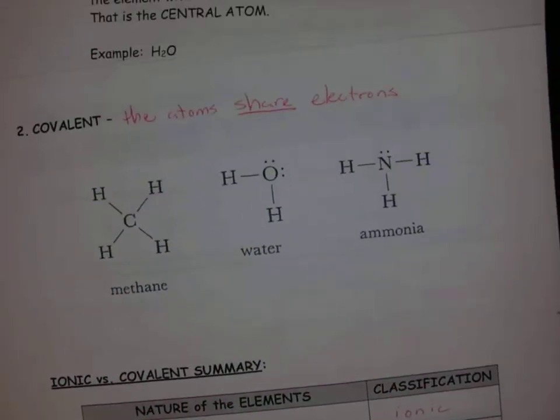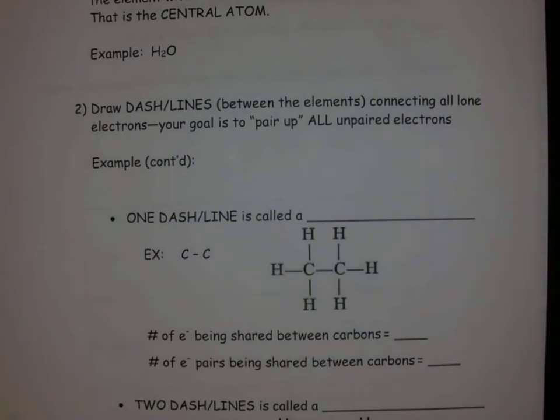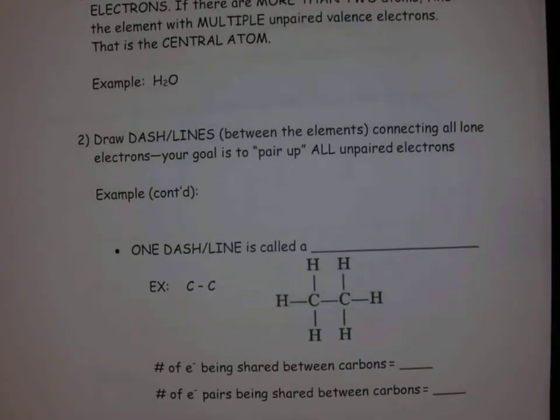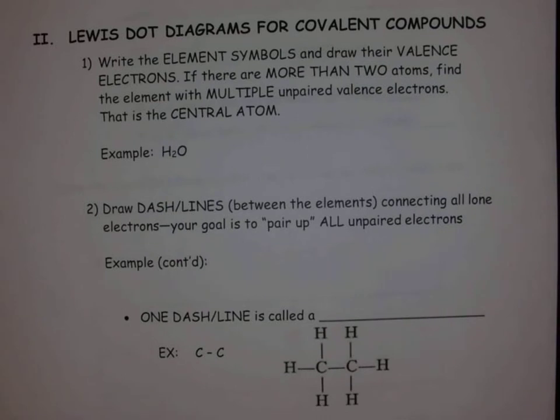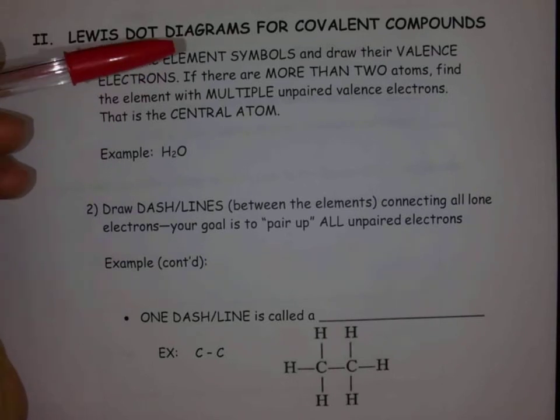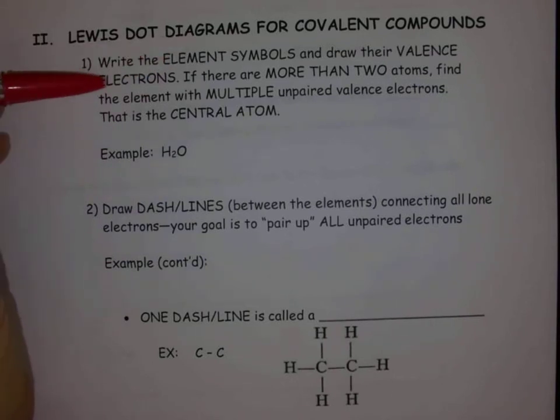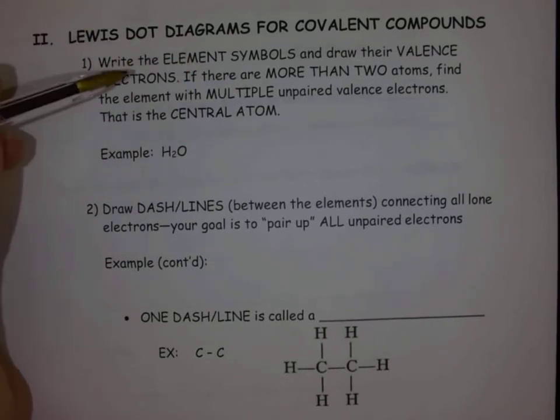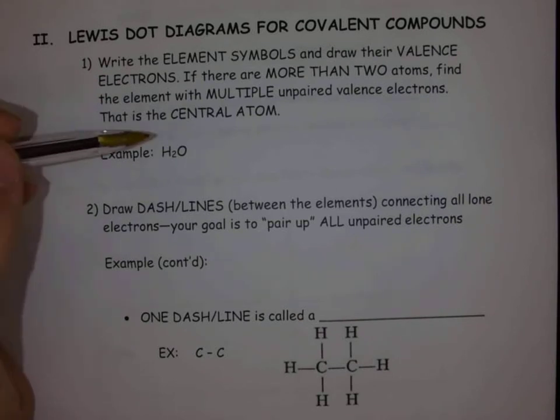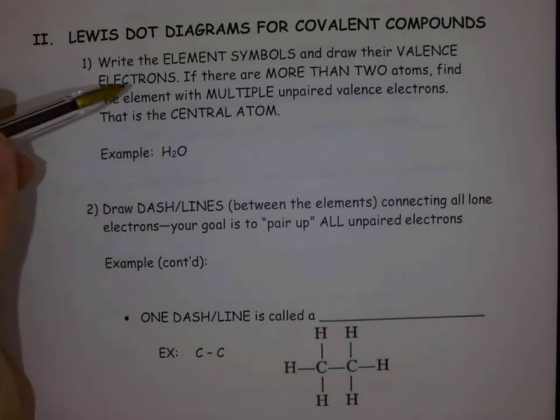electrons. So I'm going to flip forward a few pages in our notes, all the way over to this page here, to start talking about our Lewis dot diagrams for covalent compounds. So what we do is we write the symbols first, we draw the valence electrons, and then if there are more than two atoms, we find the element with multiple unpaired valence electrons, and we say that it's going to be the central atom. That's a whole lot of confusing things all in one.